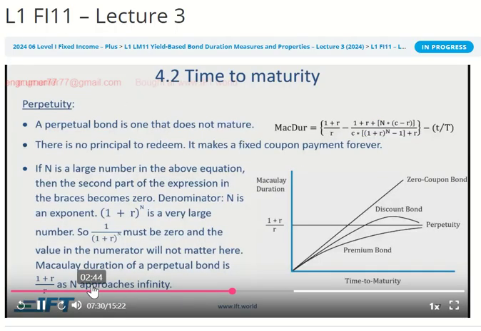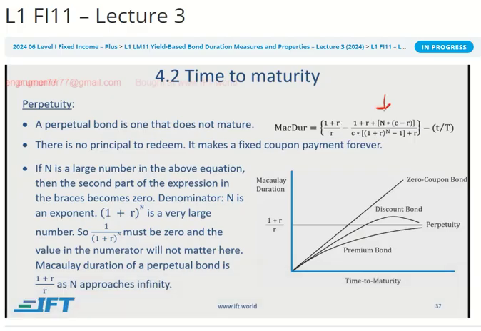Perpetuity is going to be 1 plus r over r because obviously there are no coupons. Sorry, there is no maturity. There is no maturity. This is an infinite number. So if you have that infinite number in the denominator, it becomes a very large number, and this whole thing becomes 0 because it has infinity in the denominator. Now you might be thinking it also has infinity in the numerator.